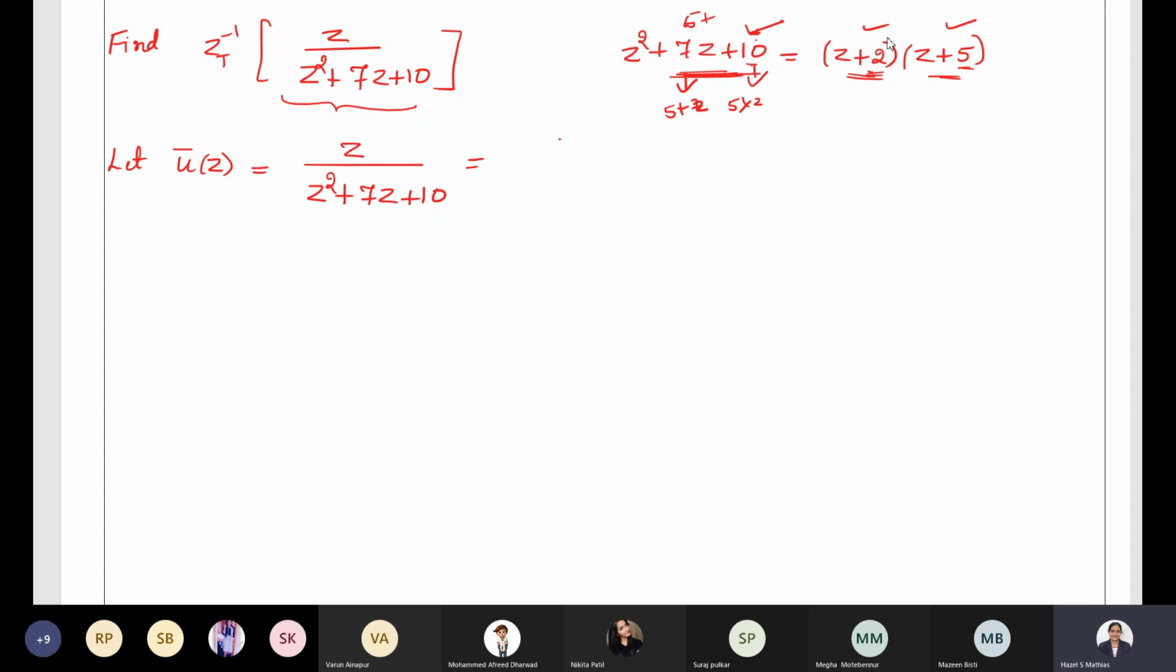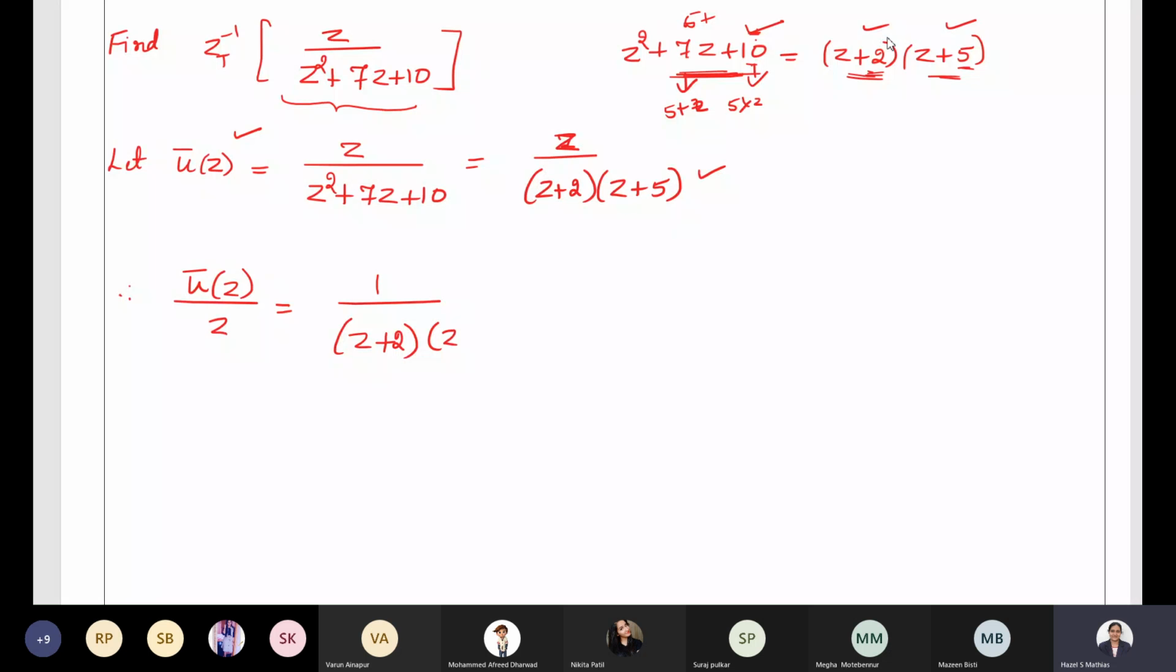So how can you split this now? Z divided by z plus 2 into z plus 5. Now the denominator is a product of linear factors. That's why you can apply the method of partial fractions. This is U bar of z. Next step, after you write U bar of z, you need to divide by z. So what happens when you divide by z? The z gets cancelled. What will remain? 1 divided by z plus 2 into z plus 5. This is what remains. Done? Is it okay?